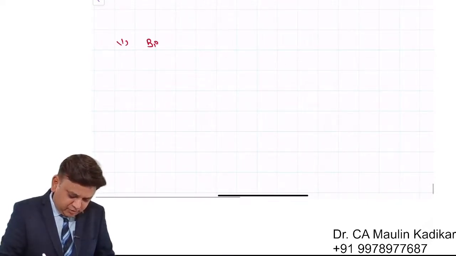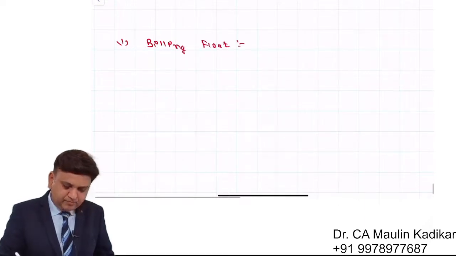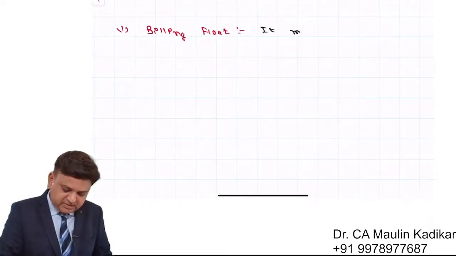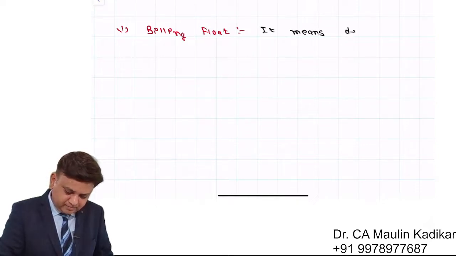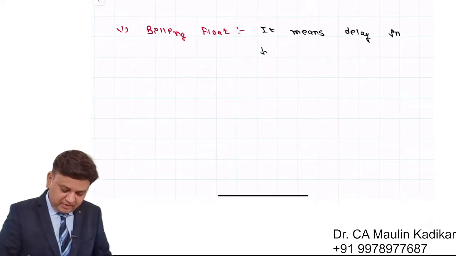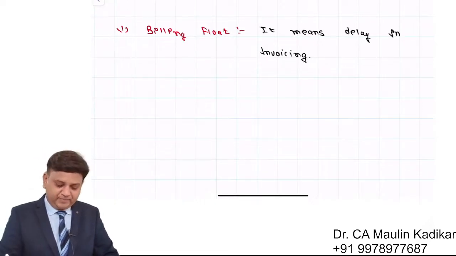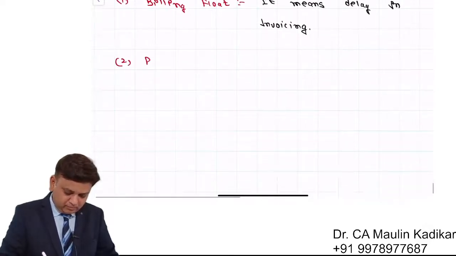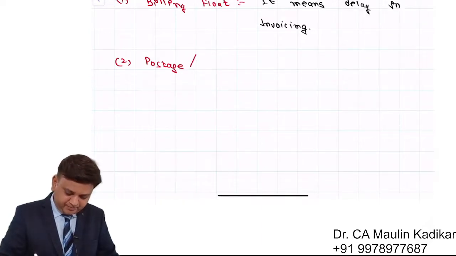First is billing float. In that write down, it means delay in invoicing. Second, postage or mail float.